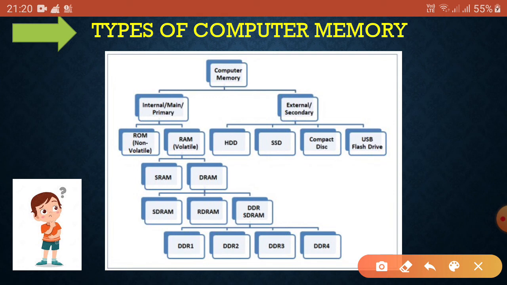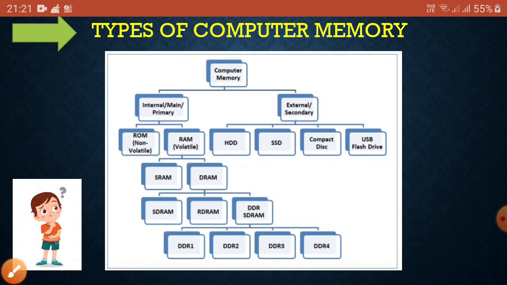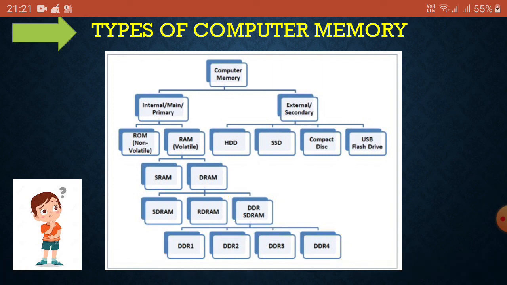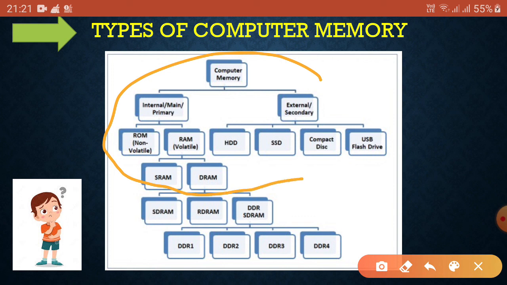Under RAM there are two types. One is SRAM, another one is DRAM. SRAM means static RAM, DRAM means dynamic RAM, and all the other divisions are under DRAM, such as DDR SDRAM. So basically we will focus on that part.